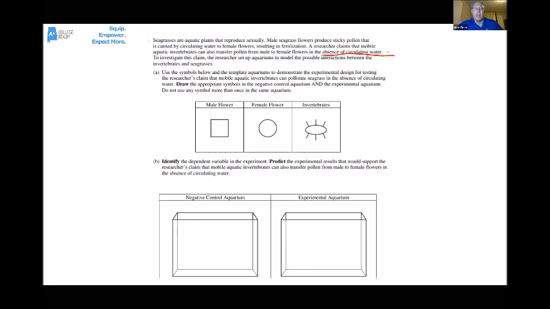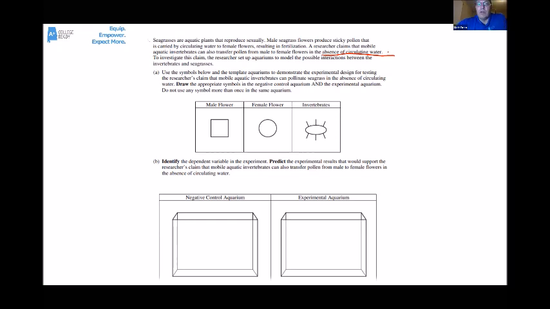And if you look at part A, use the symbols below and the template aquariums to demonstrate the experimental design for testing the researcher's claim that mobile aquatic invertebrates can pollinate seagrass in the absence of circulating water. Draw the appropriate symbols in the negative control aquarium and the experimental aquarium.